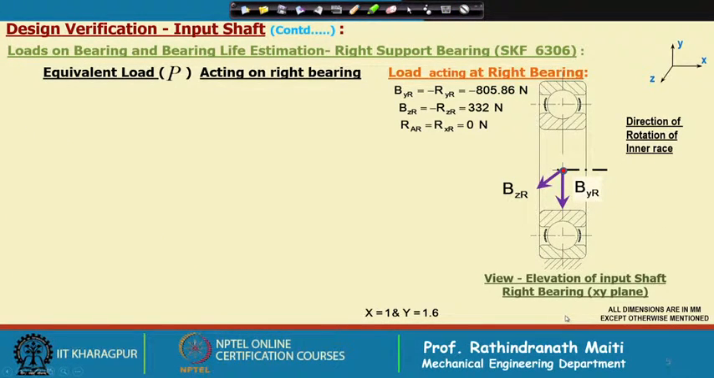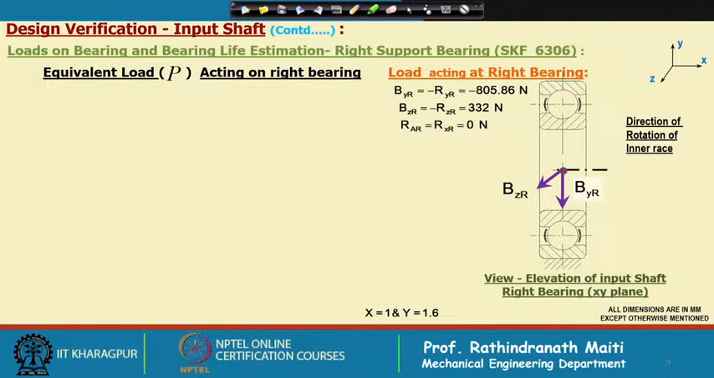Now, we have considered the right bearing, the right-hand bearing. In this right bearing, as you know, no axial force is acting, as the radial loads are more. In the same way as we calculated for the output shaft, we have calculated the load here, and the bearing loads we have designated by B. B means load acting on bearing.